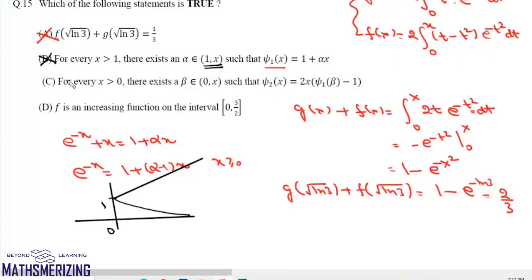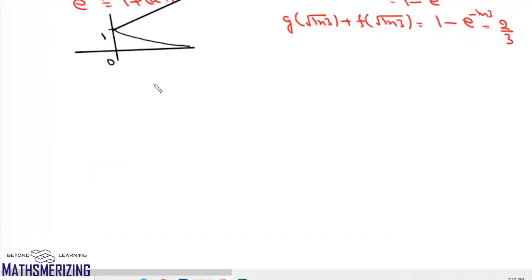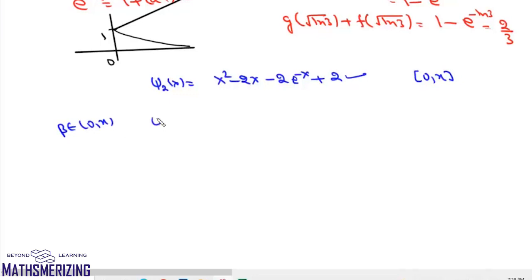Now for option C, let us consider this function psi2(x), and it is x² minus 2x minus 2 e to the power minus x plus 2 in the interval 0 to x. Now this is continuous and differentiable. So if we use LMVT theorem, then there exists at least one beta in the interval (0, x) such that psi2 dash of beta will be (psi2(x) minus psi2(0)) upon (x minus 0).